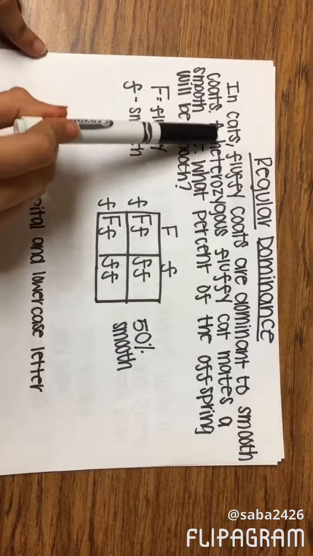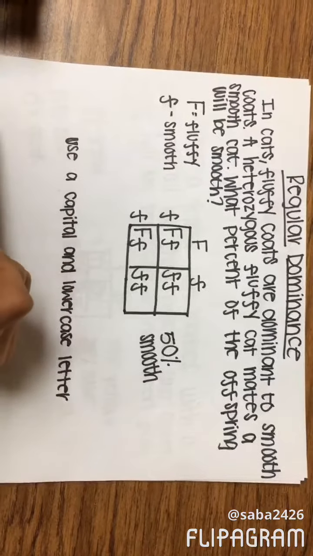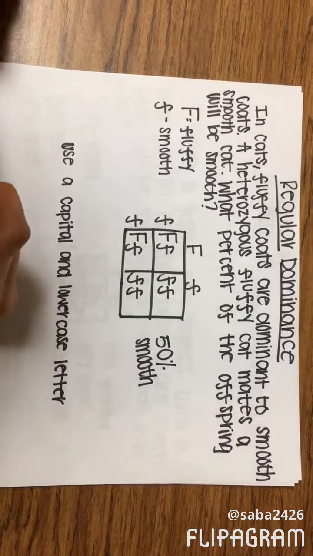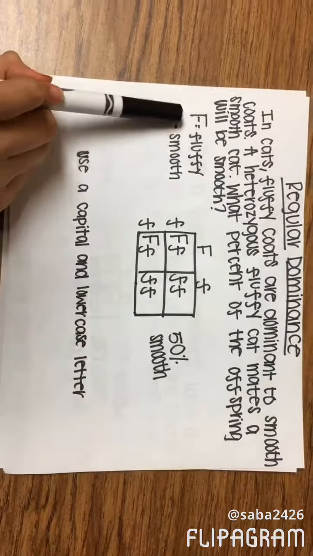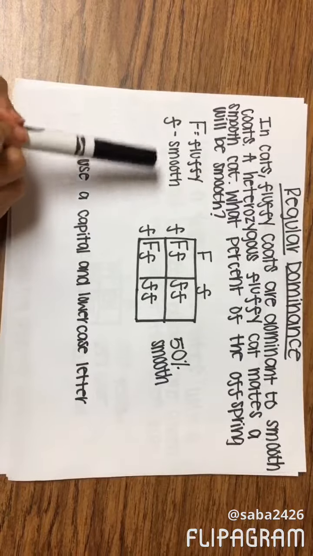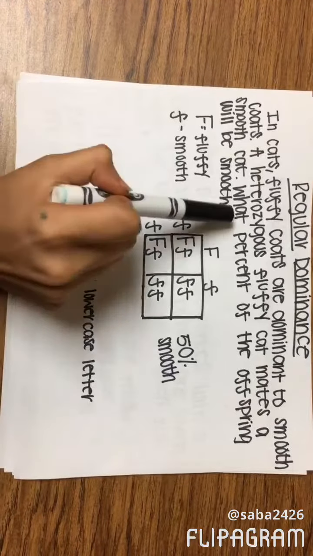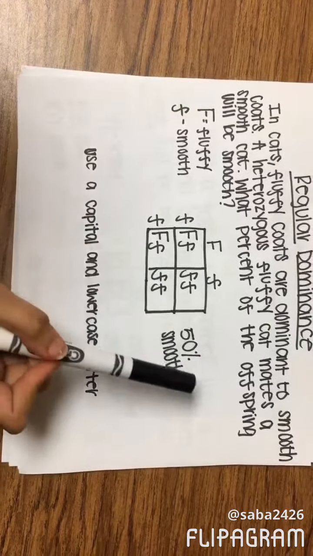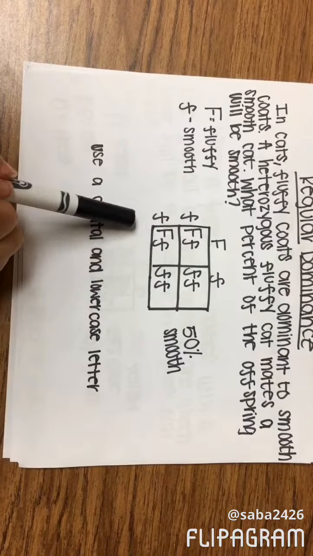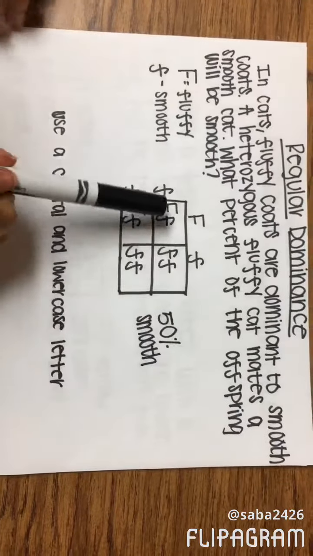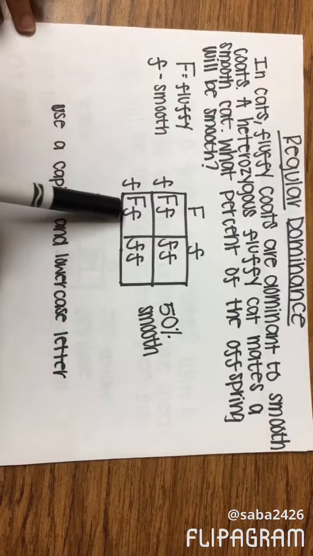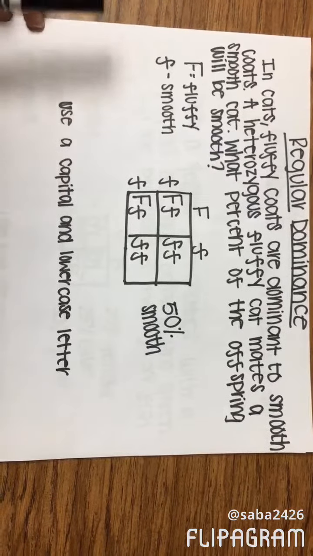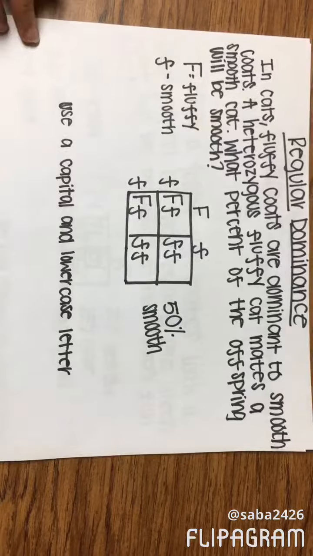Regular dominance. In cats, fluffy coats are dominant to smooth coats. A heterozygous fluffy cat mates with a smooth cat. What percent of the offspring will be smooth? Capital F is for fluffy and lowercase f is for smooth. Since it's heterozygous, we're going to be using a capital F and a lowercase f, and for a smooth cat, we're going to be using two lowercase f's. So this is going to be a fluffy cat, a fluffy cat, a smooth cat, a smooth cat. So it's 50% smooth. Since it's regular dominance, we use a capital and a lowercase letter.